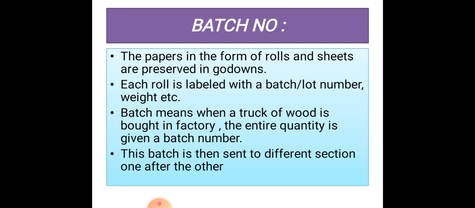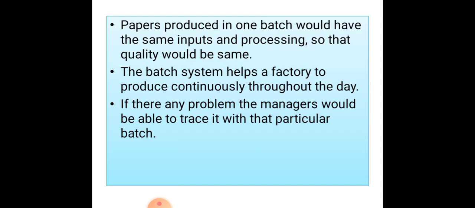What does this batch system allow? It allows a factory to produce continuously throughout the day. In this way, the managers are also able to keep a tab if there is any kind of mistake happening. They will be able to check because there is a batch number given. So they will not face any problems in this. I've told you what a batch number is. If there is any problem, the manager will be able to trace it with that particular batch.